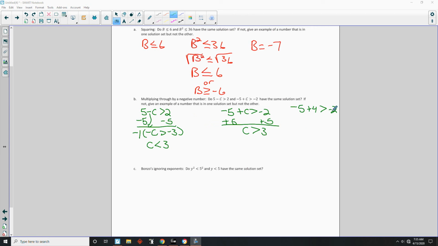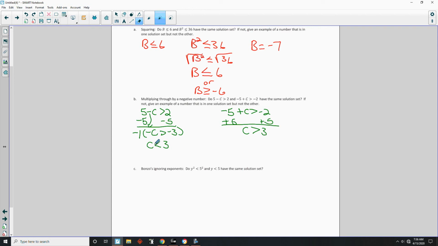Negative 5 plus 4 is greater than negative 2. Negative 5 plus 4 is negative 1. Negative 1 is greater than negative 2, that's true. But is it true for everything? That's what we need to know. So let's try something else. C has to be greater than 3. How about 4? Negative 5 plus 4 is negative 1. We just did that. How about 10? Negative 5 plus 10. Oh, I see what I'm doing. This is true because this is what the inequality came out to be.